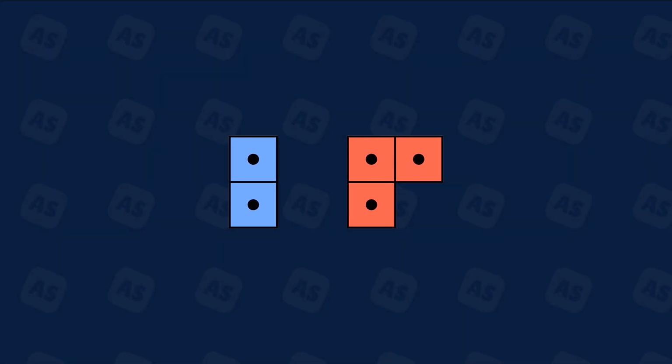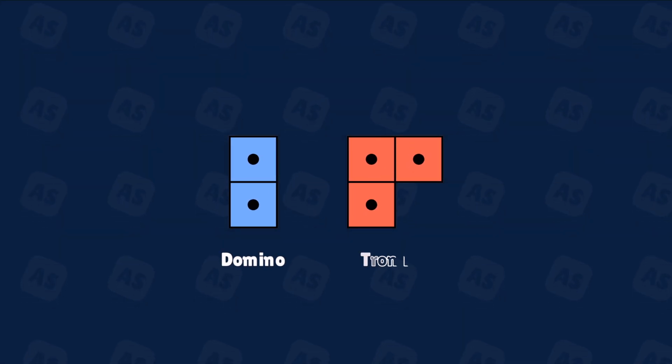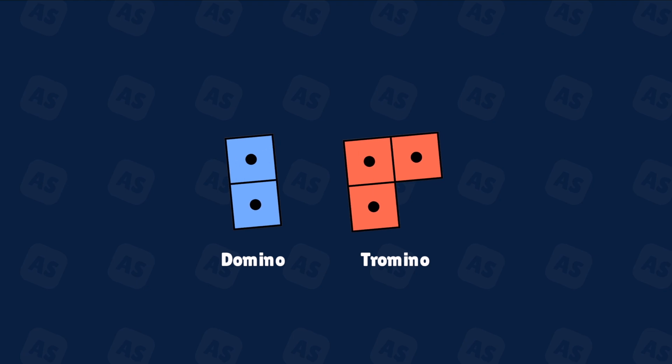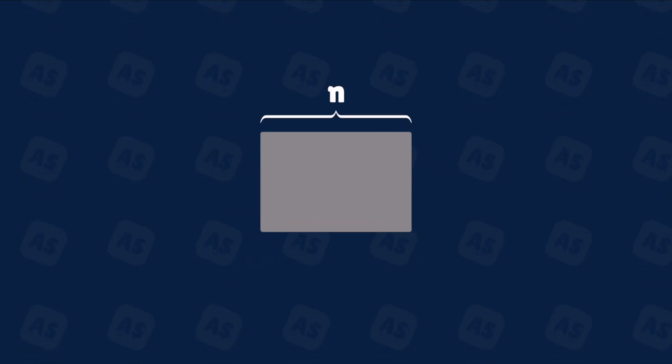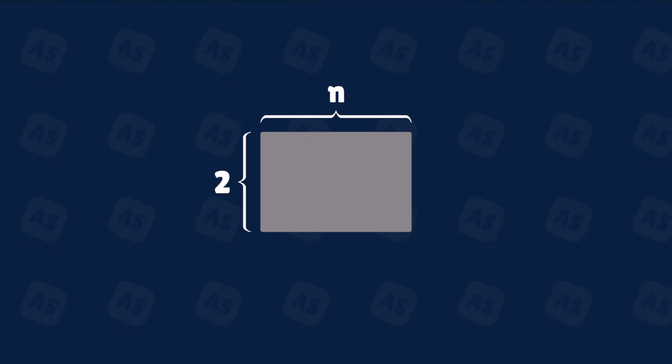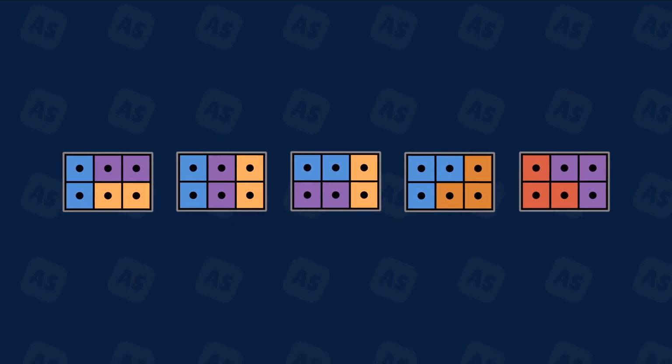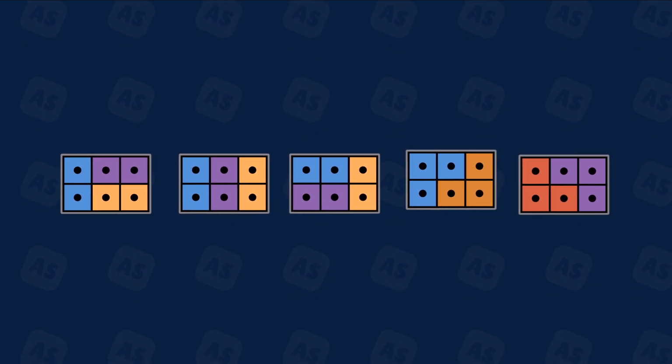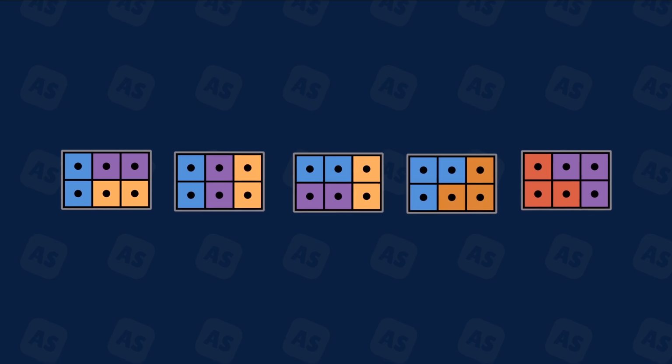We have two types of pieces, a domino and a tromino, both of which can be rotated. Additionally, we are given an integer n, which represents the width of a board, while the height is always fixed at 2. Our goal is to find the total number of ways to completely fill the board using dominoes and trominoes, without leaving any empty spaces.